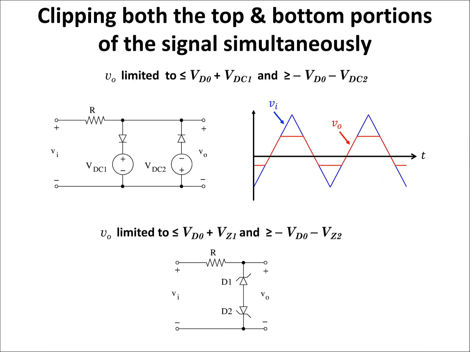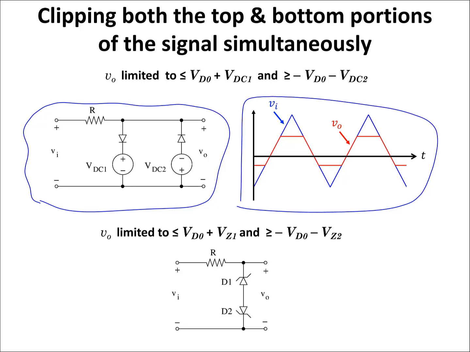Finally, we can see that it is possible to clip both the top portion and bottom portion of the signal simultaneously. This circuit configuration is going to allow me to cut the input signal from both the bottom portion and top portion, and by adjusting the values of DC voltage sources VDC1 and VDC2, I can adjust these threshold values. If you look at this figure, V out is going to be limited to less than VD0 plus VDC1 or greater than negative VD0 minus VDC2.